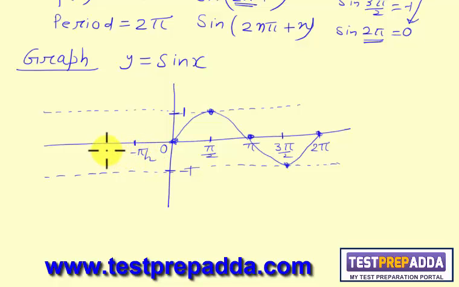minus pi by 2, minus pi, minus 3 pi by 2, minus 2 pi. So here it will be like this: 0, then maximum, and then 0.